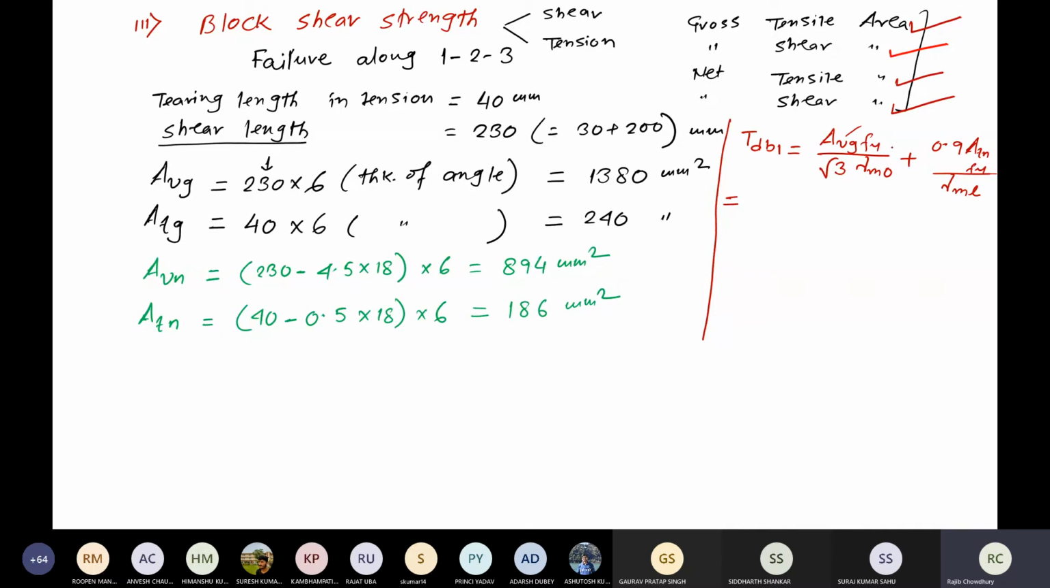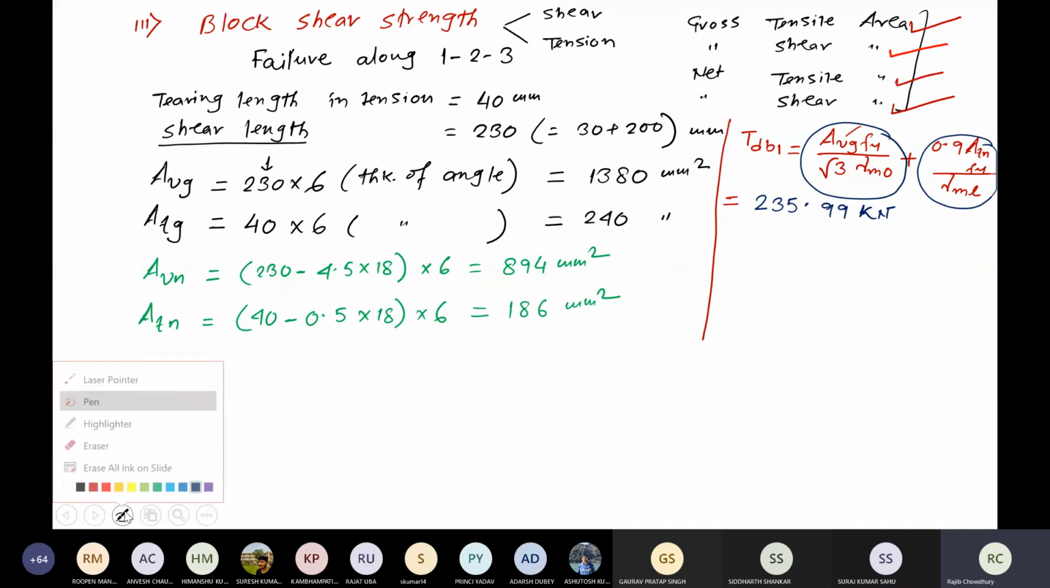One part within this is coming due to the shear, the gross shear area. Another part is the net tensile part. So how much would it be coming? I'm not going to work it out, because all the values are now available to you. After making the calculation, it is 235.99 kilonewton.